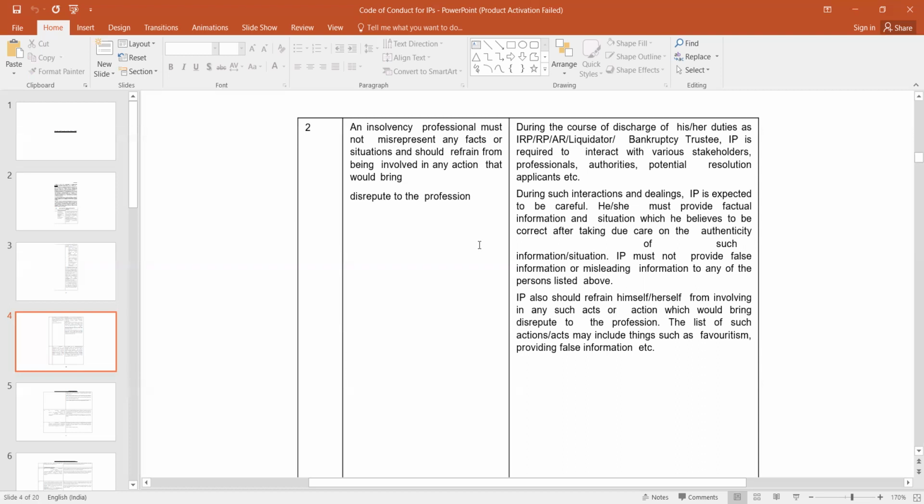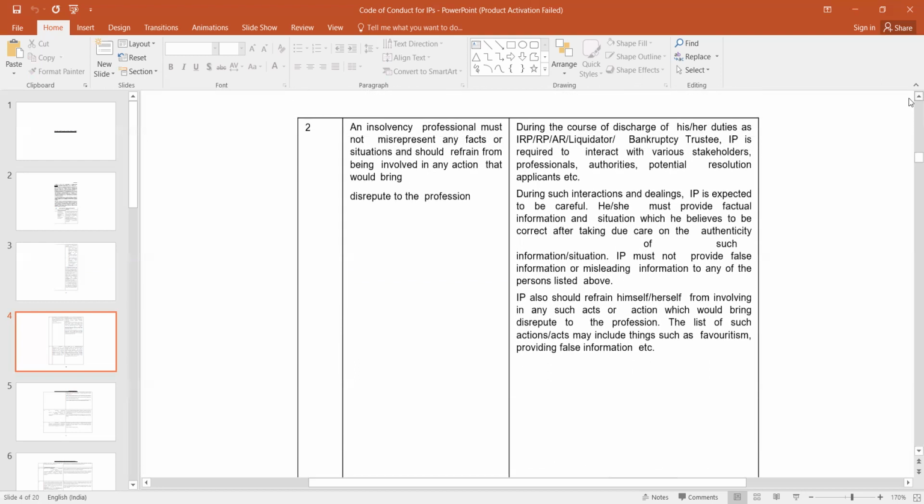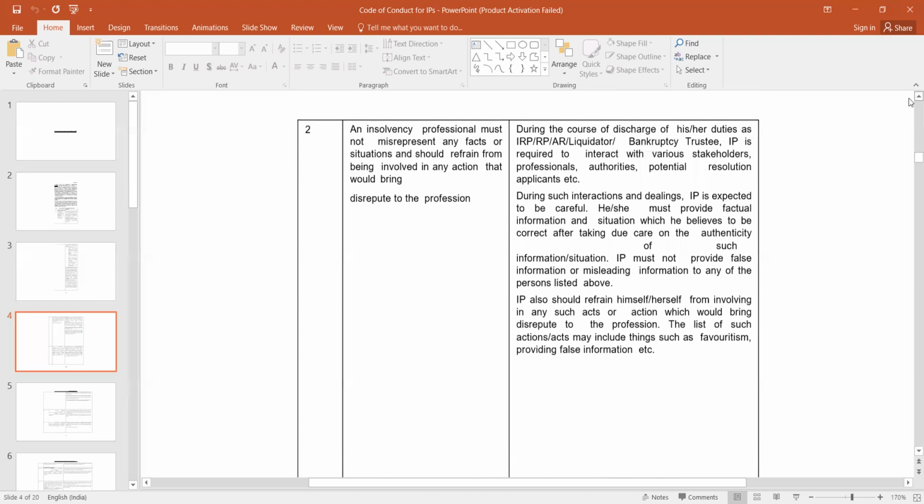Who are the persons listed above? Stakeholders, professionals, authorities, potential resolution applicants. Then IP should also refrain himself or herself from involving in any such acts or actions which would bring disrepute to the profession. The list of such actions may include such things as favoritism, providing false information. So this is the second point. Any instances you can give, any examples you can give for this? That he misrepresented certain facts.